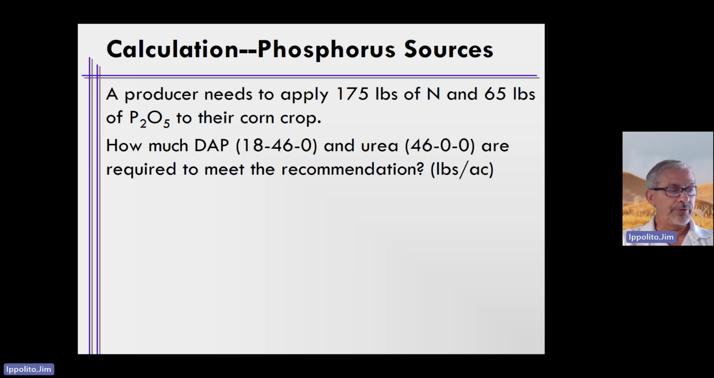This is also in your notes. A producer needs to apply 175 pounds of nitrogen and 65 pounds of P2O5 to their corn. Where does 175 and 65 come from?